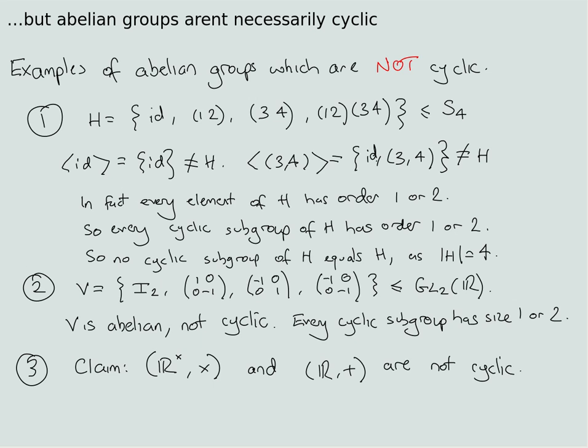Okay, so you should try and think of a reason why this is true. Why is it the case that if you look at the cyclic subgroup generated by an element of the non-zero real numbers, that can't be all the non-zero real numbers? And why is it that if you look at the cyclic subgroup generated by a real number under addition, then that can't be all the real numbers? Anyway, that's something that's worth thinking about.